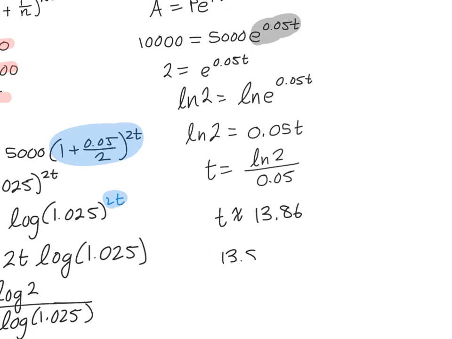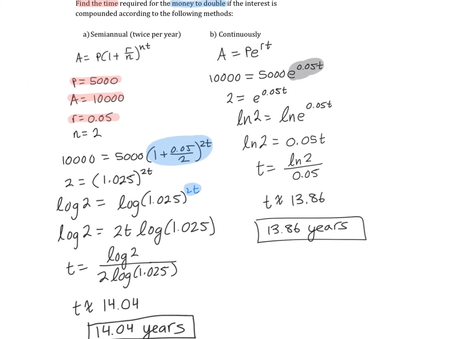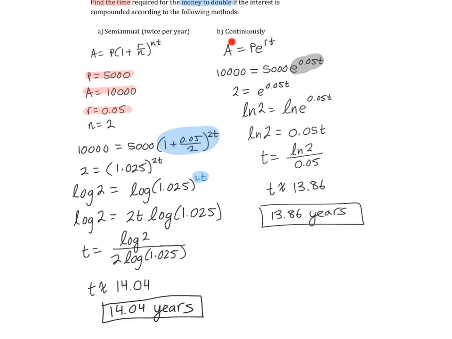So it would take us 13.86 years to double our money if we had an account that compounded our interest continuously. You can see that the more often you compound your interest, the quicker you can double your money.